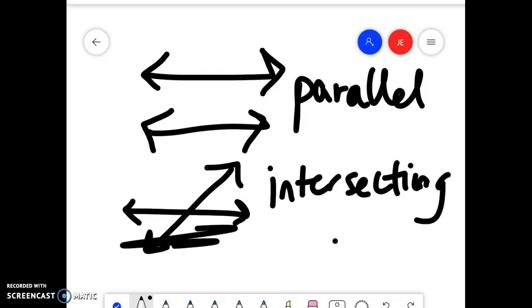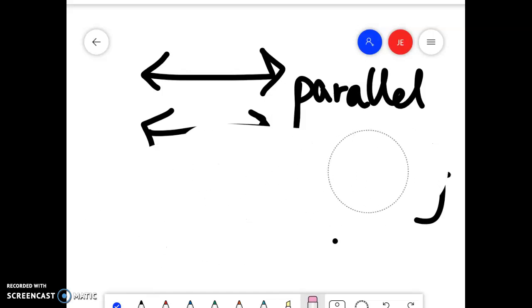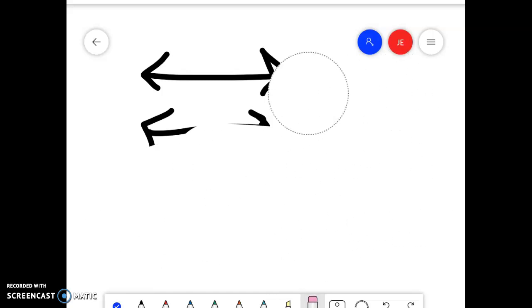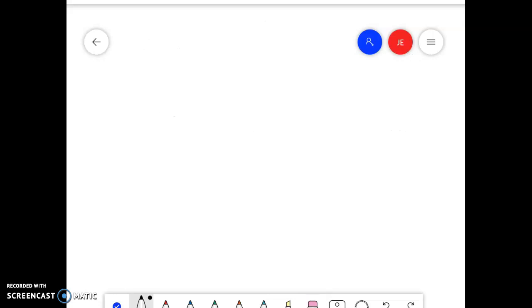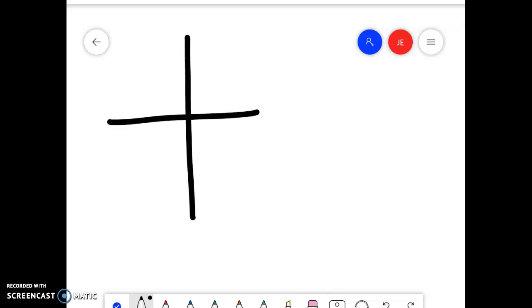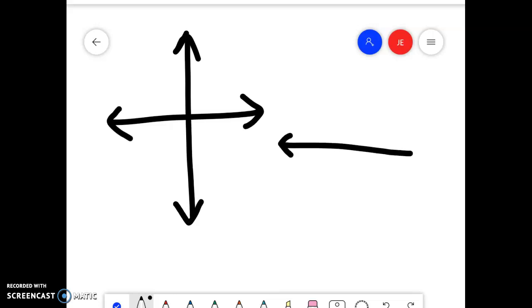We can have lines that intersect with each other in perpendicular ways, which would mean that they intersect at 90-degree angles. We can also have intersections that happen at a variety of acute and obtuse angles.